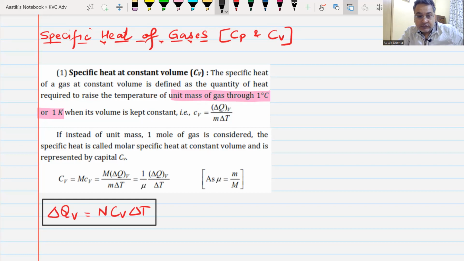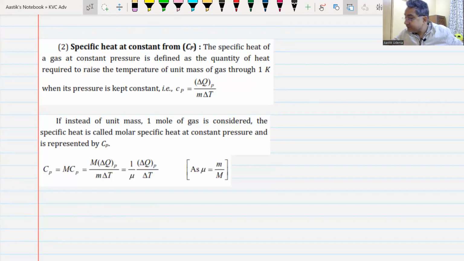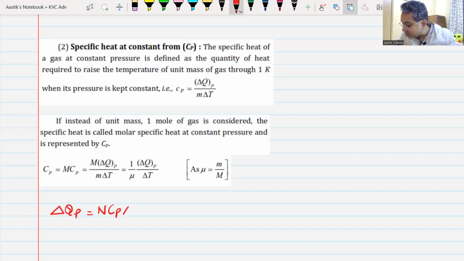So from constant volume to constant pressure, if we change, we'll have two types of specific heat. One will be specific heat per gram, the other would be specific heat per mole, and specific heat per mole is what we have to understand as CP. So I can write heat given to the gas at constant pressure will be equal to nCP delta T.